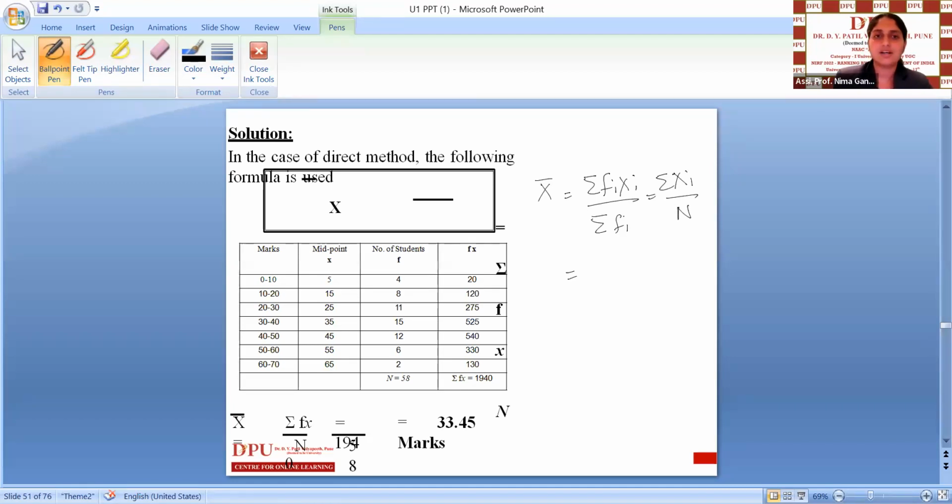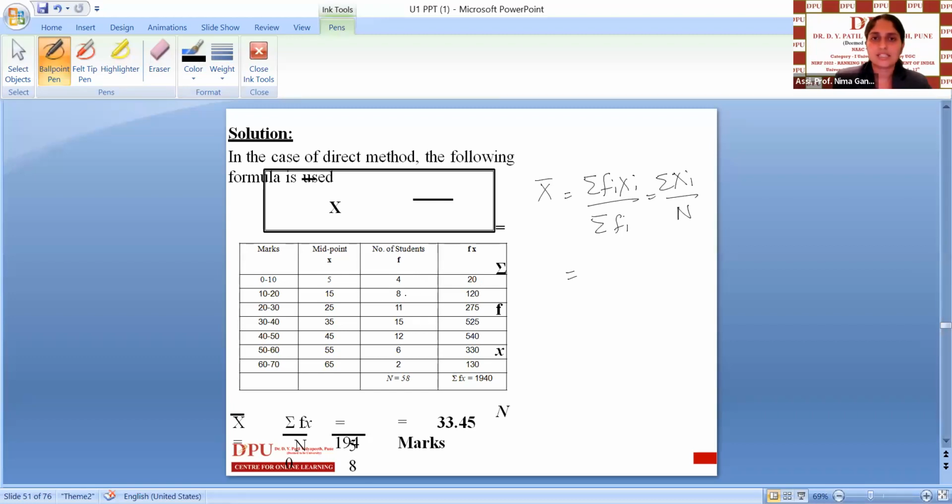When you have observations like this, with the classes in the first column, you find the midpoints first. The number of students, the frequency, is given for the respective classes, so you use it as it is. Then you find fi into xi. This is your x1, this is your f1, so you multiply them: 5 into 4 is 20, which you write here.